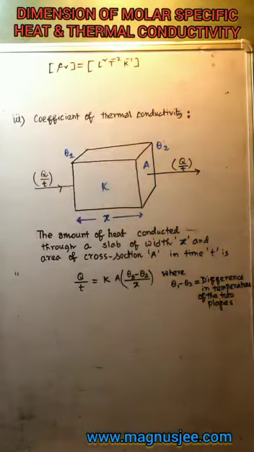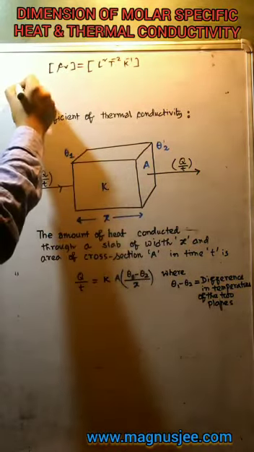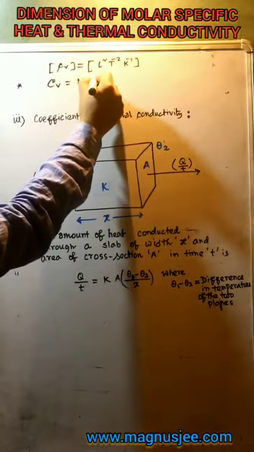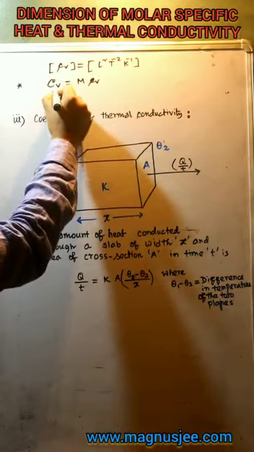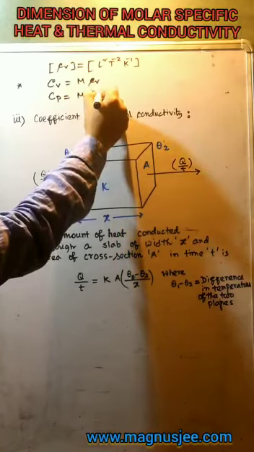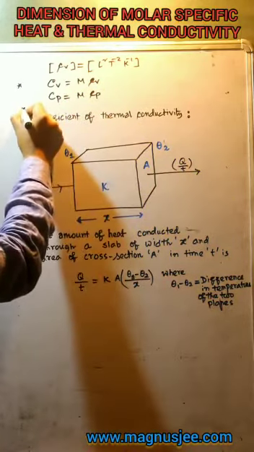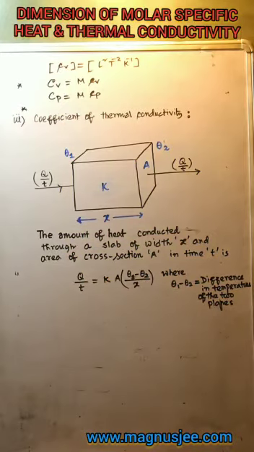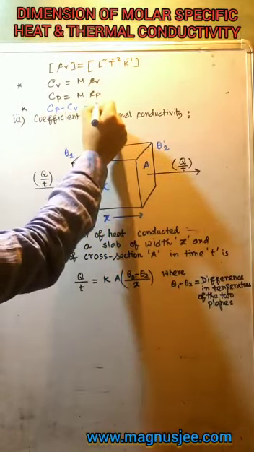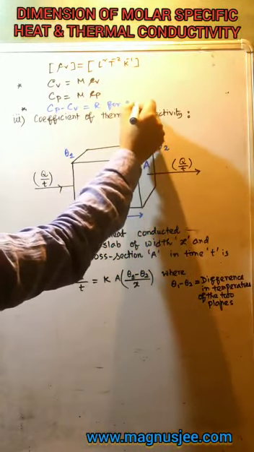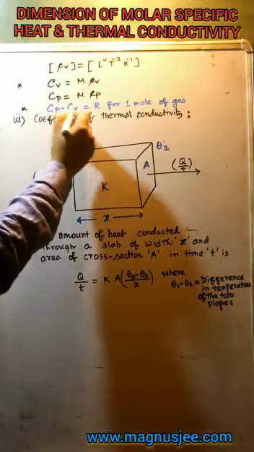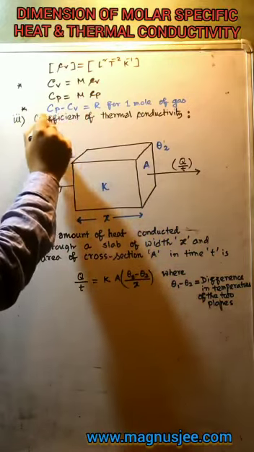This is the dimension of specific heat capacity, and we can relate molar specific heat capacity at constant volume: it is molar mass into specific heat capacity. Then molar specific heat at constant pressure is equal to molar mass into specific heat capacity at constant pressure. And we can memorize another expression: Cp minus Cv is equal to R for 1 mole of gas. Cp minus Cv is the difference of molar specific heats, equal to R.